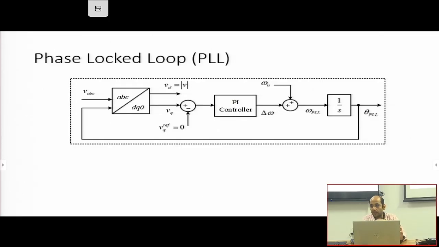So current is the variable, voltage is the constant. Voltage is the point of coupling. Wherever we connect is called a point of common coupling. Yes? Okay. So the voltage is fixed, and that is why we take the voltage and convert it to dq.